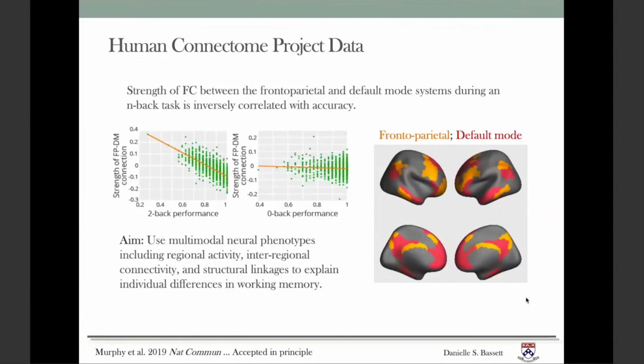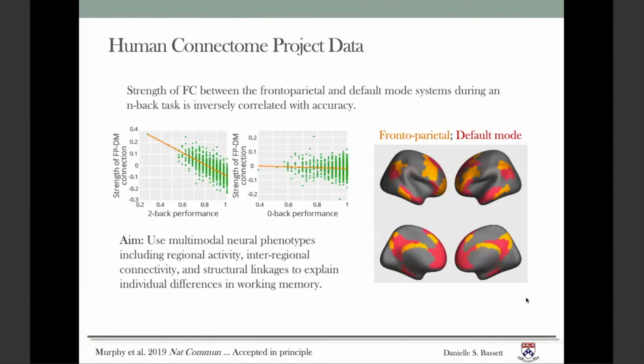Okay, so we're studying specifically the Human Connectome Project data that's been publicly released from the S1200 release. And here, what we find, consistent with prior studies, is that the strength of the functional connectivity between the frontal parietal system and the default mode system during an N-back task is inversely correlated with accuracy. So here is the strength of the frontal parietal default mode connection, and then here's two-back performance. This is accuracy, although the same effects hold if you study d-prime instead as your behavioral measure.